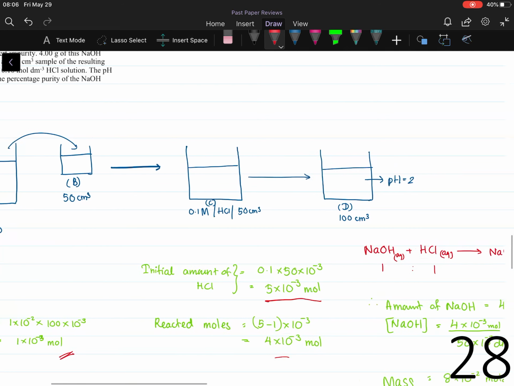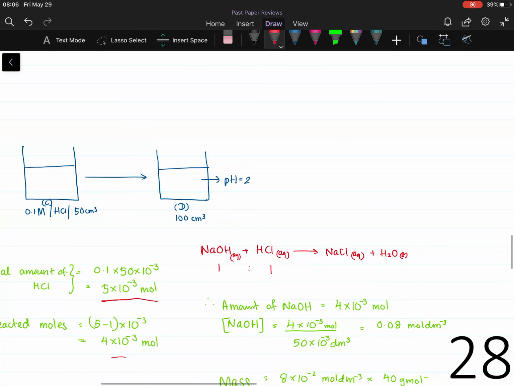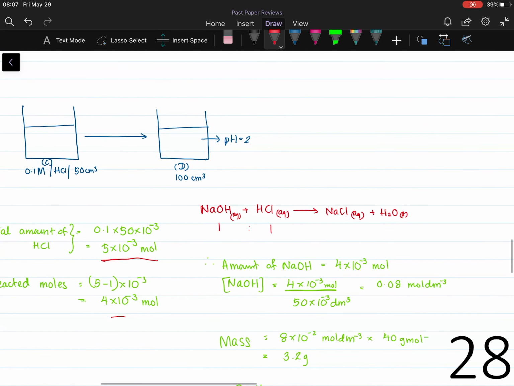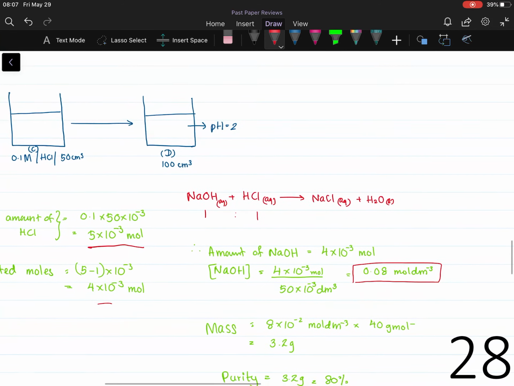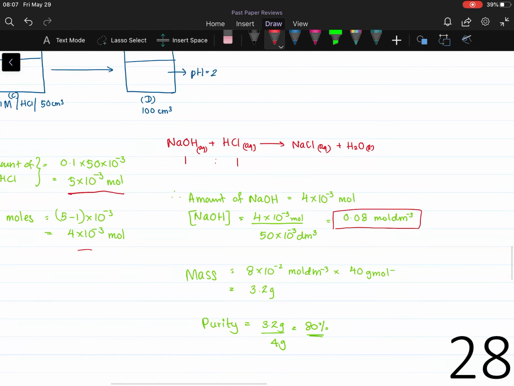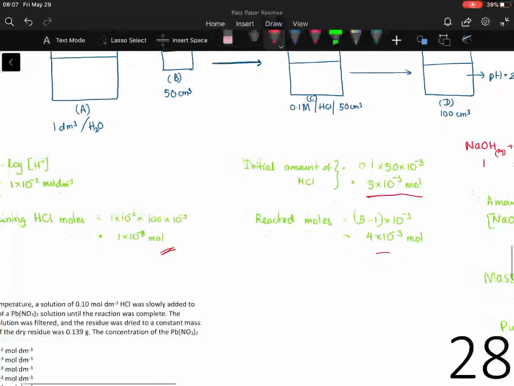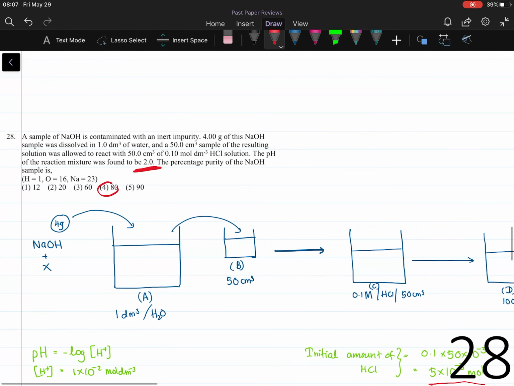As we know, sodium hydroxide and HCl react in a 1:1 ratio. Therefore, the same amount of moles of sodium hydroxide reacted, giving us the sodium hydroxide concentration to be 0.08. For purity, we need the mass, and the mass is 3.2, and from there the purity can be calculated as 80%. That is answer 4. This question also can be done without touching a pen, but be careful, you do not want to tangle everything up.